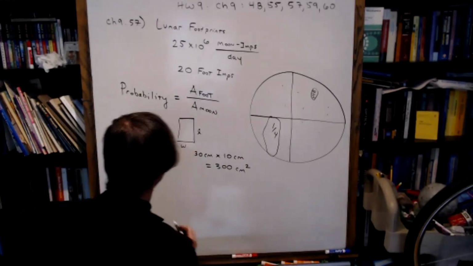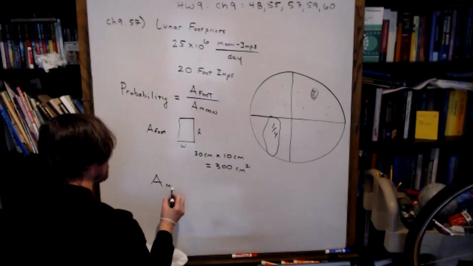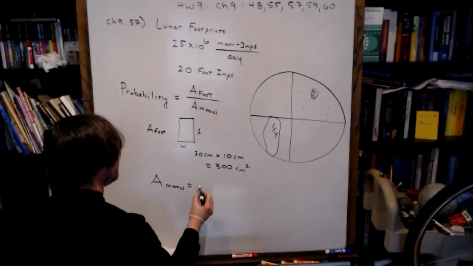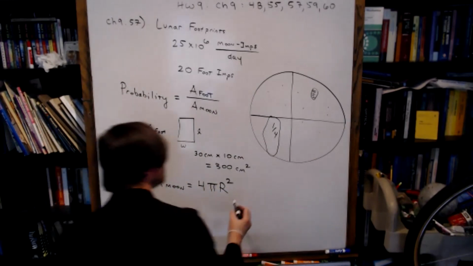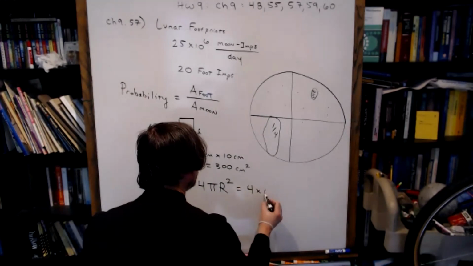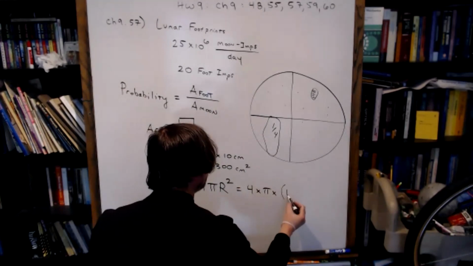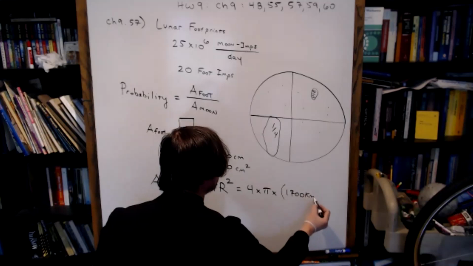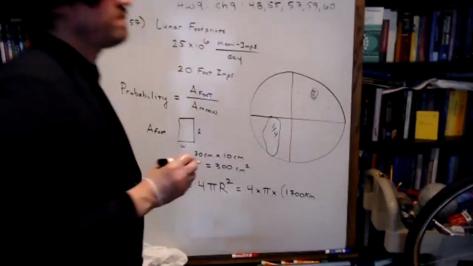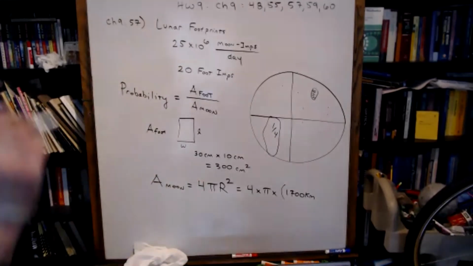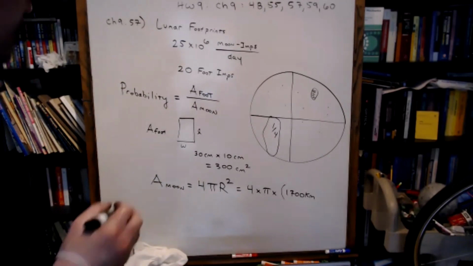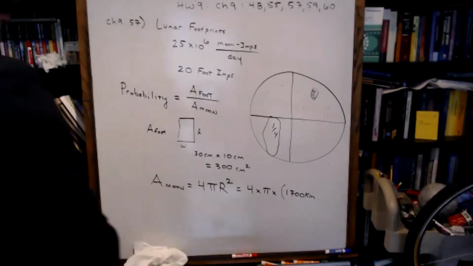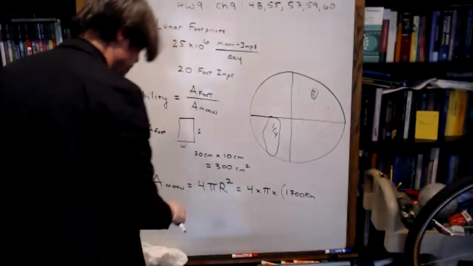What about the area of the moon? Well, the area of a sphere, the surface area, is 4 pi r squared, which is 4 times pi times 1,700 kilometers. Does anyone out there remember the conversion factor from kilometers to centimeters? Because we should get these in the same units. How do I convert from kilometers to centimeters? A kilometer is 10 to the 5 centimeters.